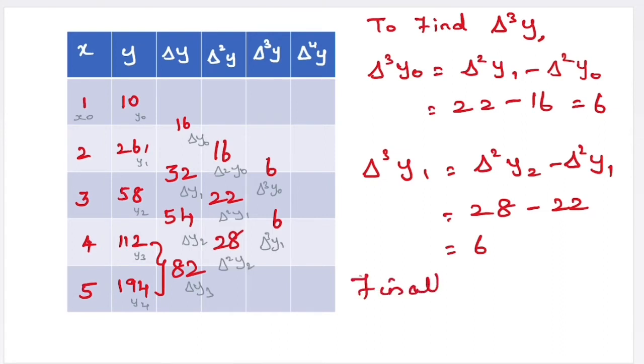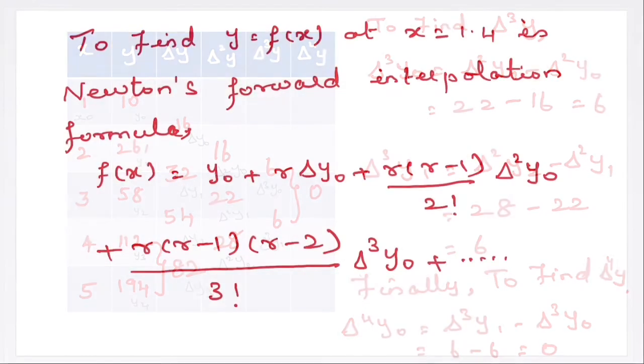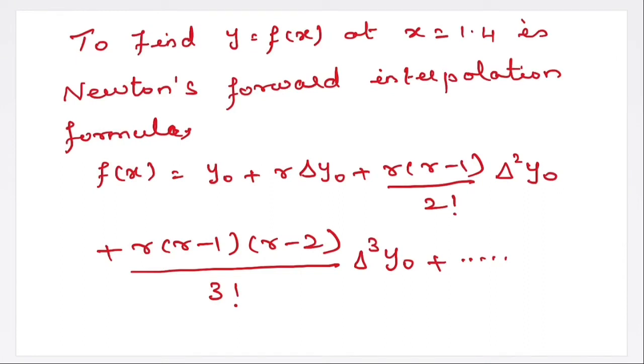Finally, to find del power 4 y, we have del power 4 y naught is equal to del cube y1 minus del cube y naught, which is equal to 6 minus 6, that is equal to 0. So this is 0. Now to find y is equal to f of x at x is equal to 1.4, you have the formula, Newton's forward interpolation formula.